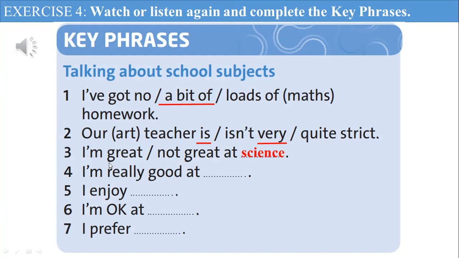That's right. I'm great or not great at science. Okay, number 4. Yes, I'm really good at history. Number 5. Okay, I enjoy French. Now, what about number 6? Yes, I'm okay at French. And the last one? Yes, I prefer Spanish. Now, copy down the correct answer, please.